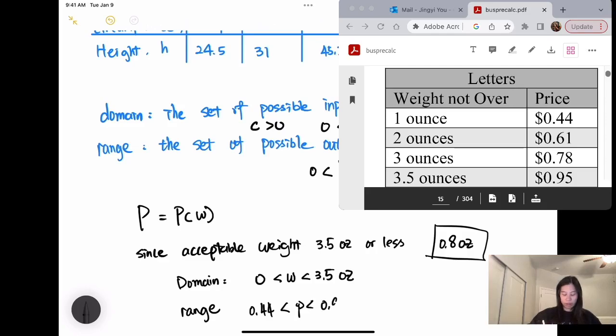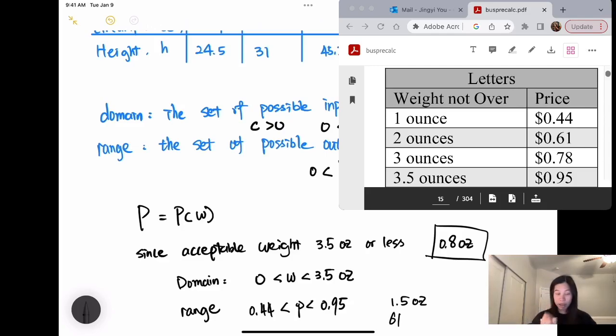$0.95. So is this the right way that we can write down the range? Well, we can think about that. Based on your experience, if your letter weighs 1.5 ounces, how much do they charge you? Do they charge you between 44 cents and 61 cents, which is, let's say, 50 cents? They don't do that, right? They just charge you to the next level, which is 61 cents, right?